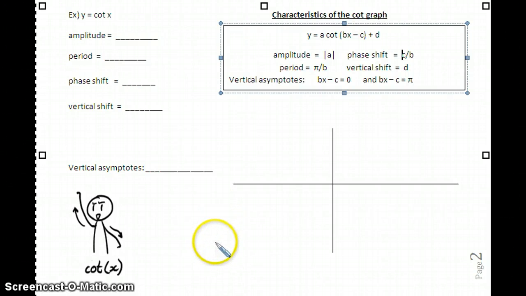Welcome back to part 2 of Trig 1.6 or Pre-Calc 4.6 video. The concept for this portion of the video is graphing the cotangent graph.